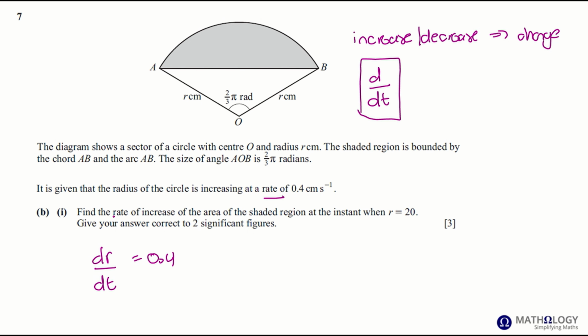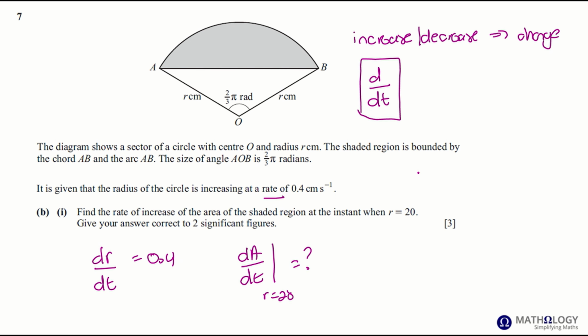We are required to find the rate of increase of the area of the shaded region. So we are looking for the rate of increase of the area. The area is increasing, the area is changing, at a rate. Therefore, we are required to find the differential dA dt at the instant when the radius is 20. So we need to find the differential dA dt when r equals 20. Now, in order to relate these two differentials, we need a third differential, and that will come from dA dr, the rate at which the area is changing with respect to the radius.